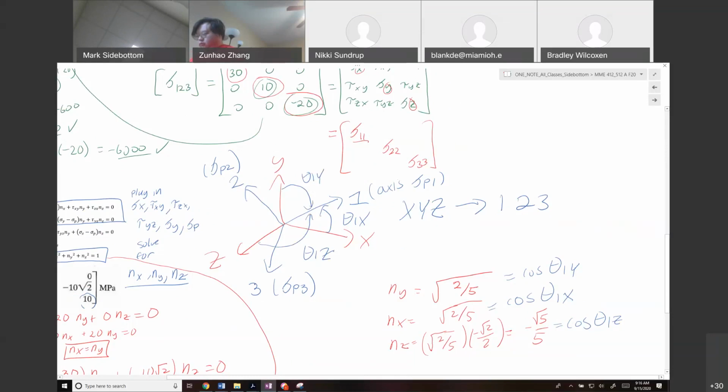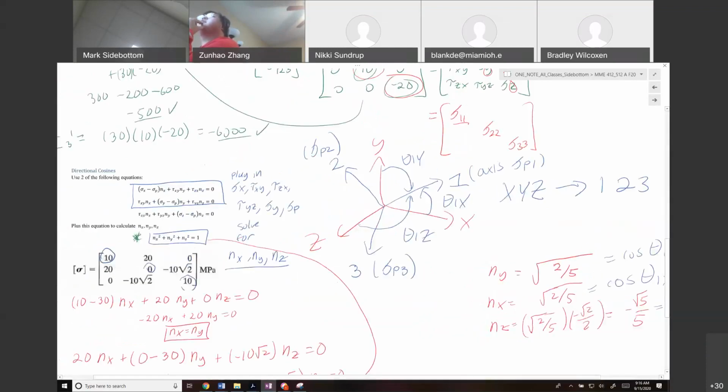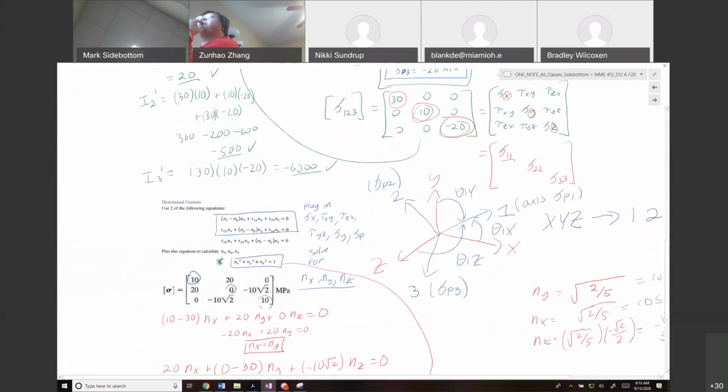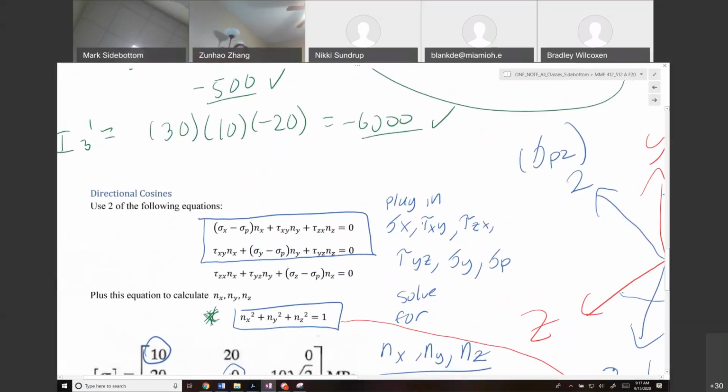Okay. So if you needed to know the angle between the original x-axis and the second principal stress axis, or the x-axis and the third principal stress axis, you would just have to plug the second principal stress or the third principal stress into these three equations and solve for the other three directional cosines. Okay.